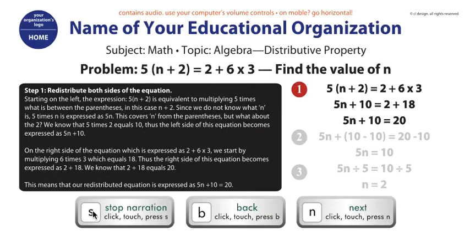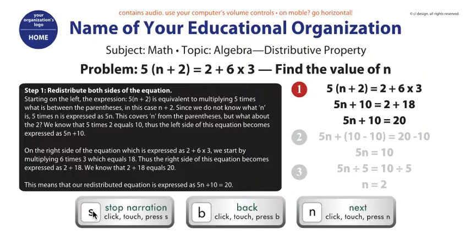Step 1. Redistribute both sides of the equation. Starting on the left, the expression 5(n + 2) is equivalent to multiplying 5 times what is between the parentheses. In this case, n plus 2. Since we do not know what n is, 5 times n is expressed as 5n. This covers n from the parentheses, but what about the 2? We know that 5 times 2 equals 10, thus the left side of this equation becomes expressed as 5n plus 10.